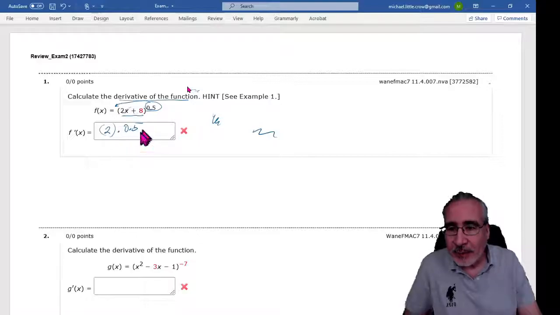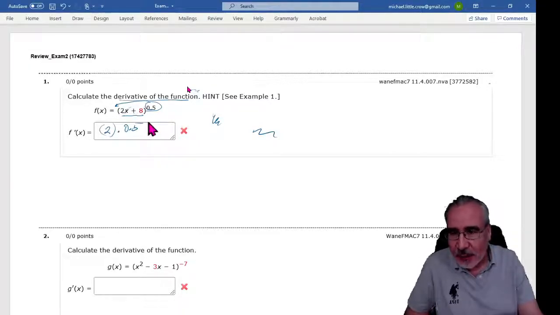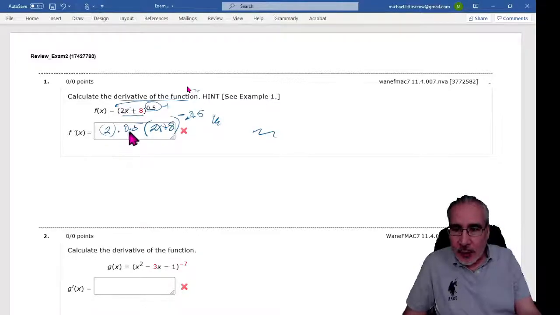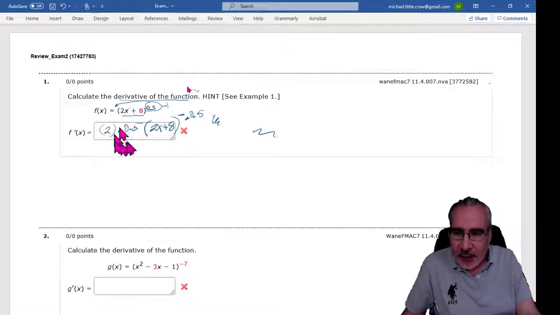I probably shouldn't be putting it in the answer box at this point because we're going to simplify it. So that comes down in front. Nothing happens inside, 2x plus 8. And we subtract 1 from this exponent, so we get a minus 0.5. Okay, that's it for the outside. 2 times 0.5 is going to give us 1. So that actually becomes just 1, and it's going to disappear because we don't need to have 1 in the front multiplying.